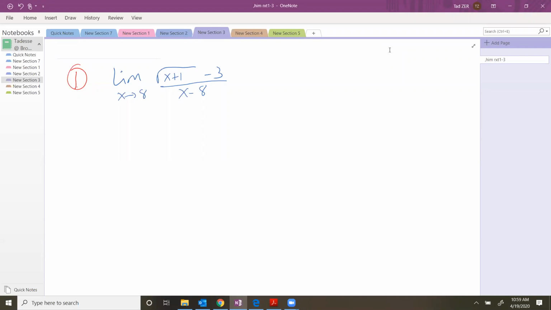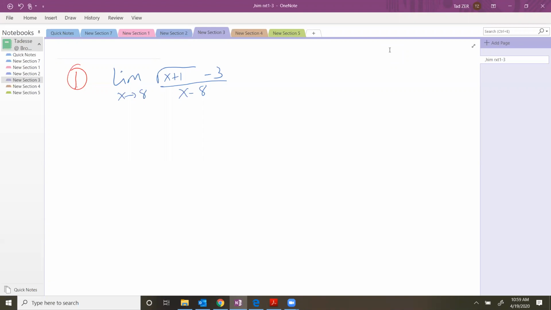So in this video, we'll see some examples of a limit as well as how to find the absolute extrema on a closed interval. So let's start with the first example. The first example says, find the limit of radical of x plus 1 minus 3 divided by x minus 8 as x approaches 8.